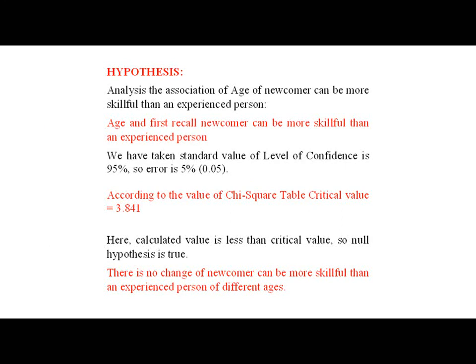Newcomers can be more skillful than experienced persons. Analyze the association of age and newcomers can be more skillful than an experienced person. Age of the first equal newcomers can be more skillful than an experienced person. Here the calculated value is less than the critical value, so the null hypothesis is accepted. There is no change: newcomers can be more skillful than an experienced person across different ages.